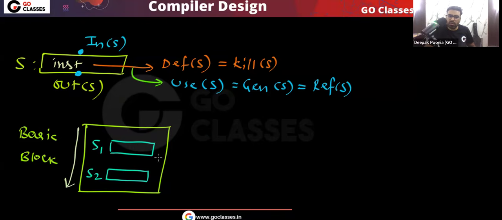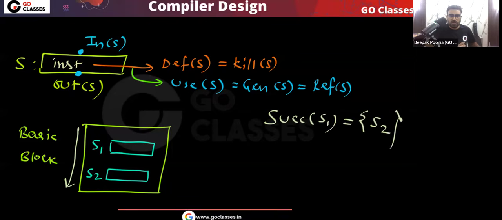Because this is a basic block, for this statement s1 there is only one successor, that is s2. If you find the successors of statement s1, that is only s2. There is no other successor because s1 and s2 are in a basic block. After s1 there is s2. So remember, for s1 there is only one successor, that is s2. Now what will be out of s1?